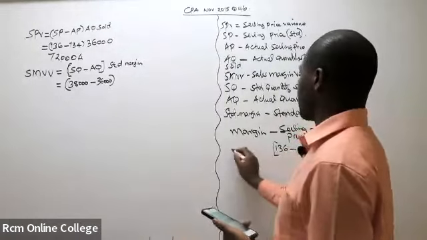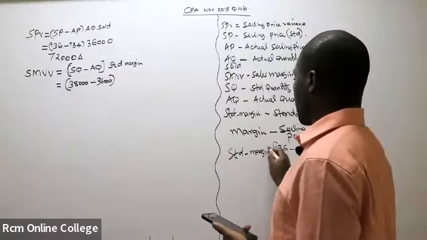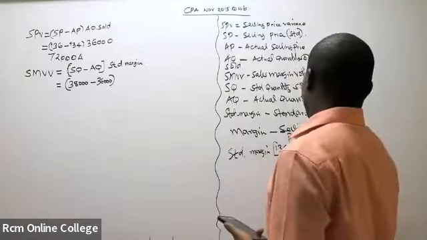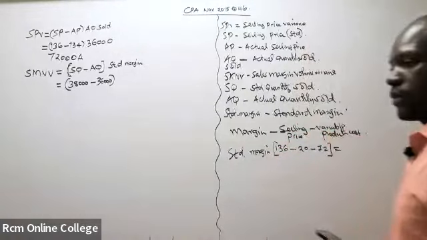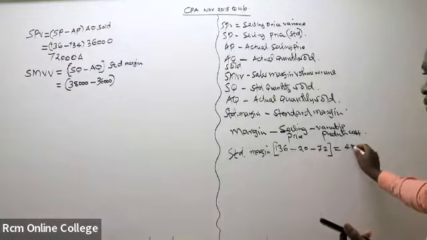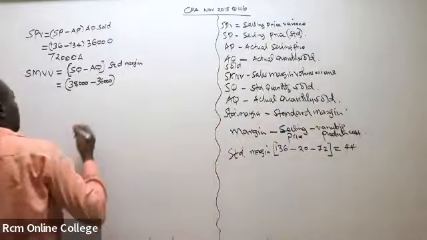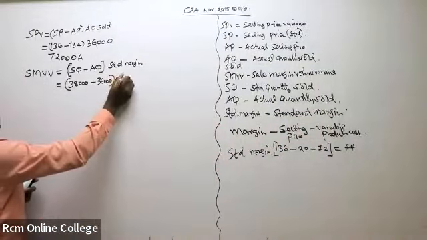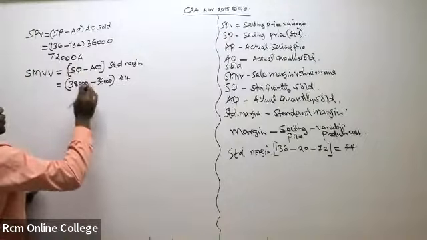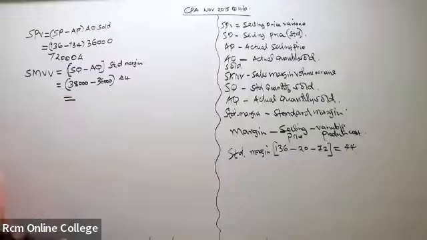So that will give us the standard margin. What is the standard margin? 44. That's what we bring here, the standard margin. So the difference between these two is 2,000 multiplied by 44. How much do we get? 2,000.